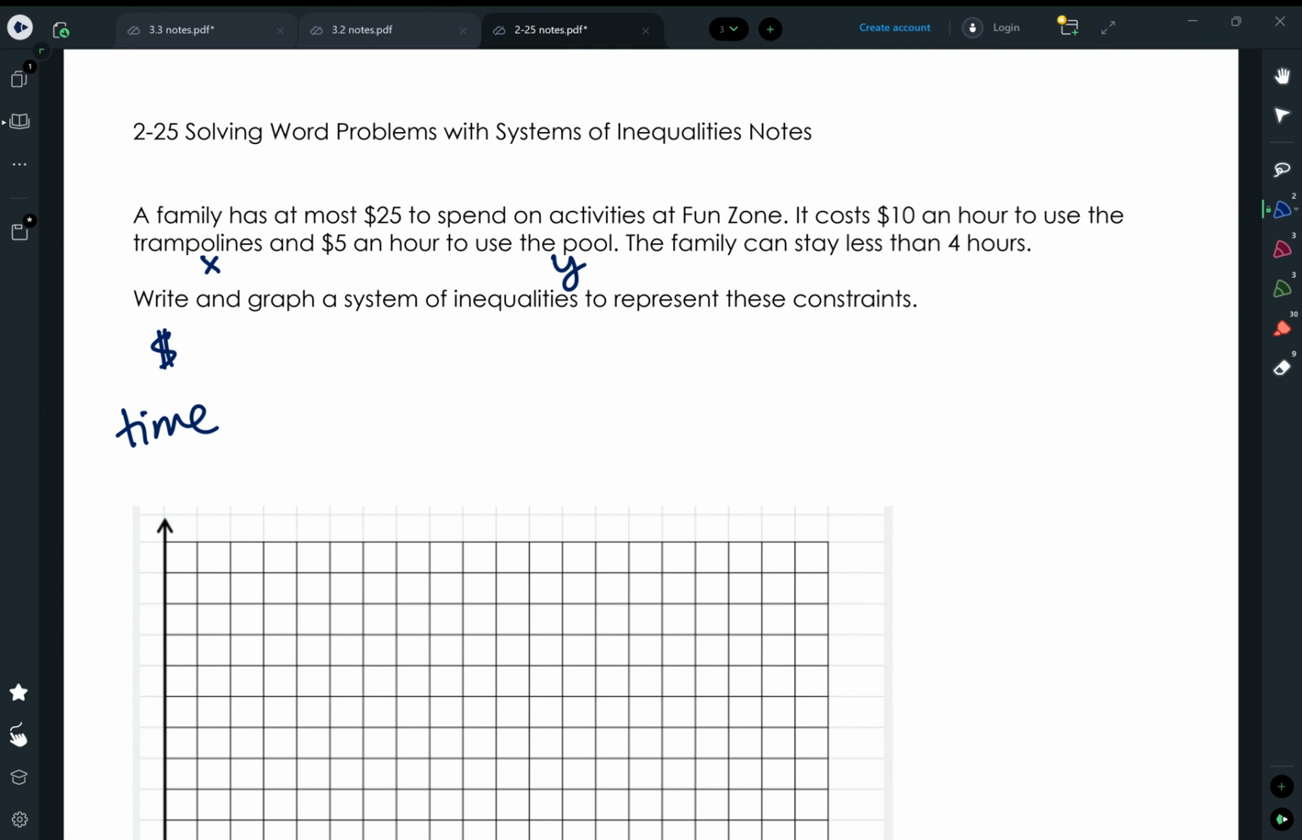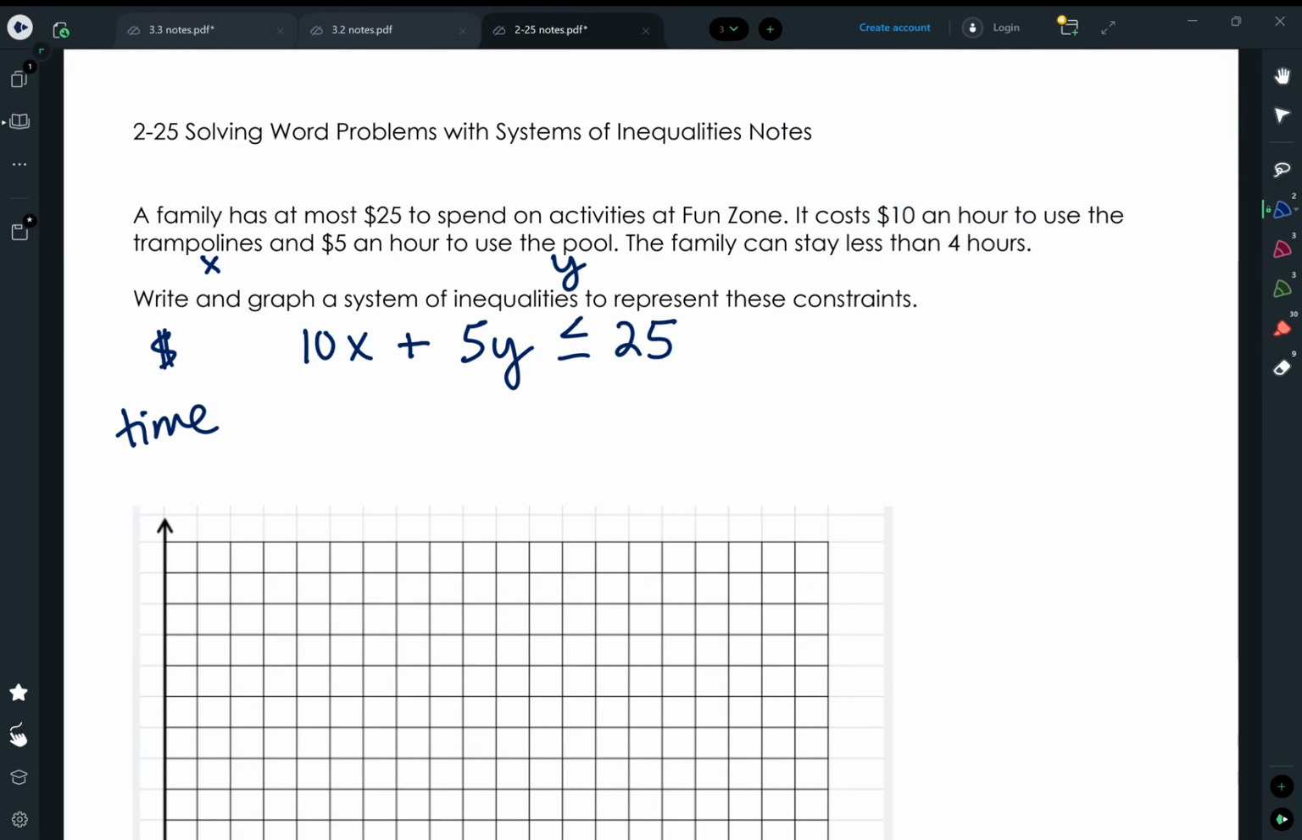So if I have 1 hour, it's $10. If I have 2 hours, it's $20. So we're multiplying the dollars times the number of trampoline hours. So hours of using the trampoline is going to be X. And then we want to total up all of our money. $5 an hour for pool, so 5Y. And at most $25 means it could be less than or equal to $25.